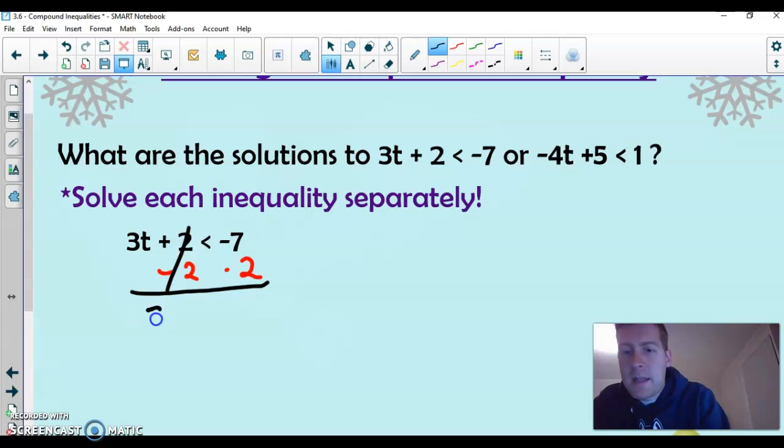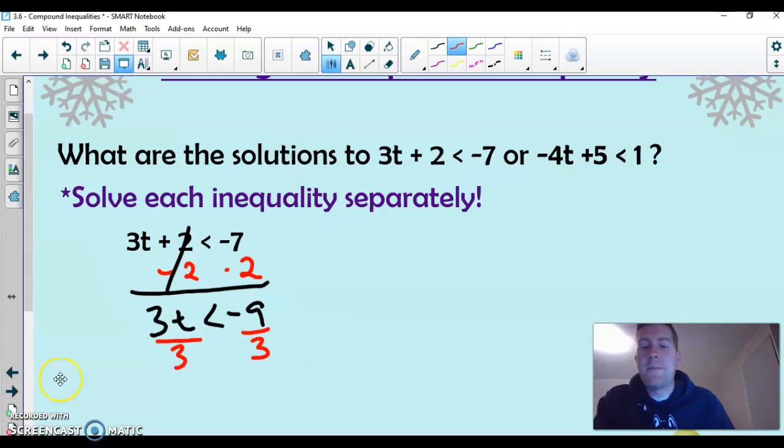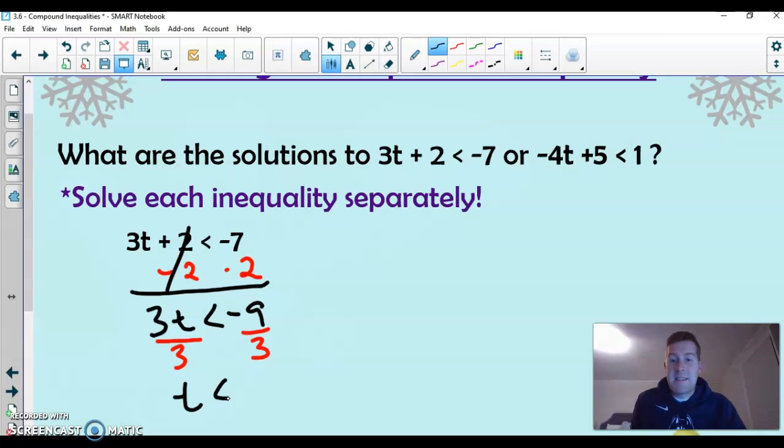And on the left-hand side, I'm left with 3t is less than, so -7 minus 2 will be -9. Now I want to undo the multiplication, because it's 3 times t. So we're going to divide both sides by 3. As a quick reminder, the reason we divide is because 3 divided by 3 would be 1, and then 1 times t will simplify to just t. So that essentially cancels out that 3 for us. And then we're going to leave the sign how it is because I divided both sides by a positive, so t will be less than -3.